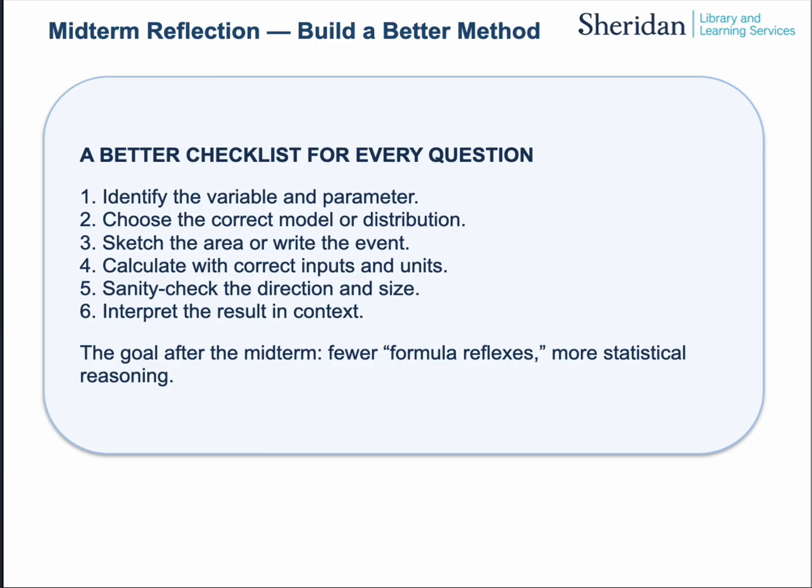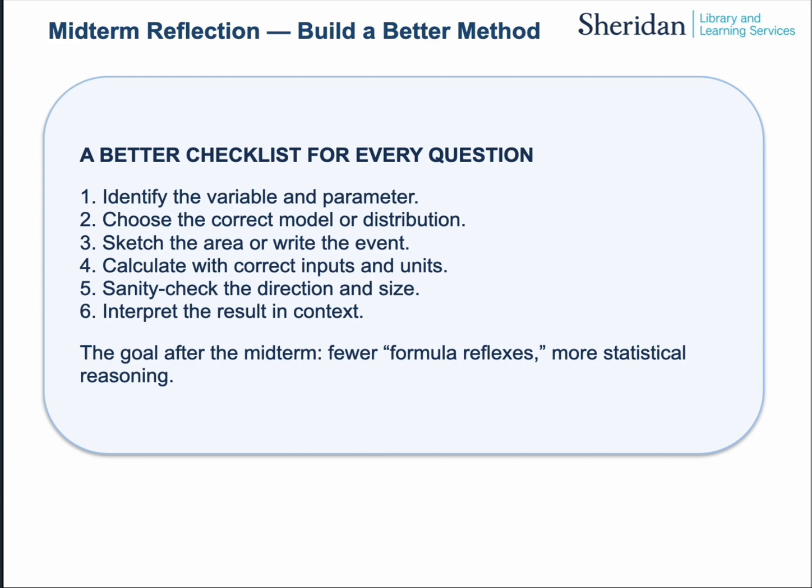Step 3 is sketch the situation whenever possible. For probability questions, drawing a quick picture or writing down the event can make the question much easier to understand. For normal distribution questions, I always recommend drawing a simple normal curve and shading the regions you are trying to calculate. Even a rough sketch can help you avoid many common mistakes.